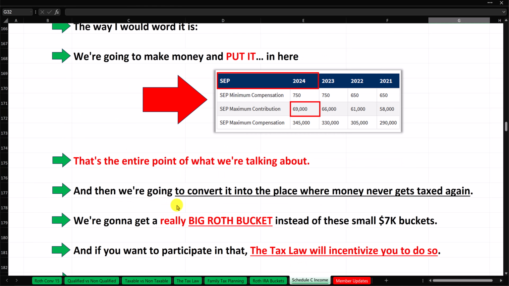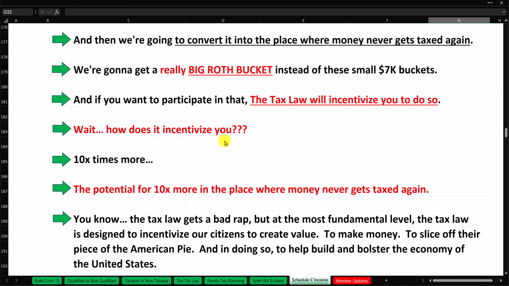And then we're going to convert it into the place where money never gets taxed again. We're going to get a really big Roth bucket instead of all these small $7,000 buckets. And if you want to participate in that, the tax law will incentivize you to do so. Wait, how does it incentivize you? 10 times more. The potential for 10 times more to go into the place where money never gets taxed again.